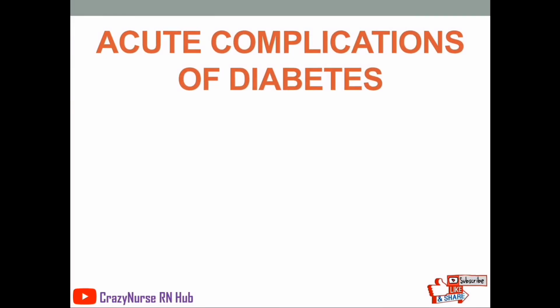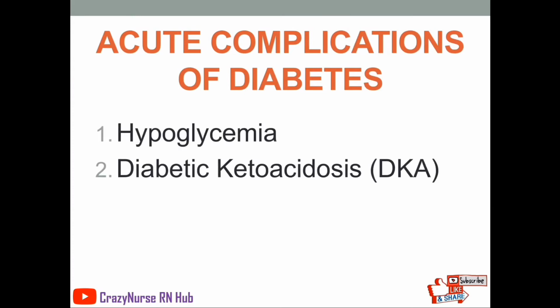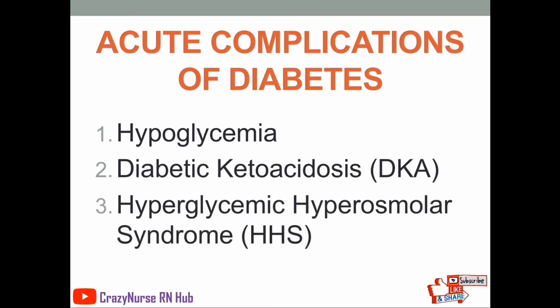We also have promoting home and community-based care by way of educating patients about self-care and continuing care. Now let's proceed to acute complications of diabetes. There are three major acute complications of diabetes related to short-term imbalances in blood glucose levels, namely hypoglycemia, diabetic ketoacidosis or DKA, and hyperglycemic hyperosmolar syndrome or HHS.